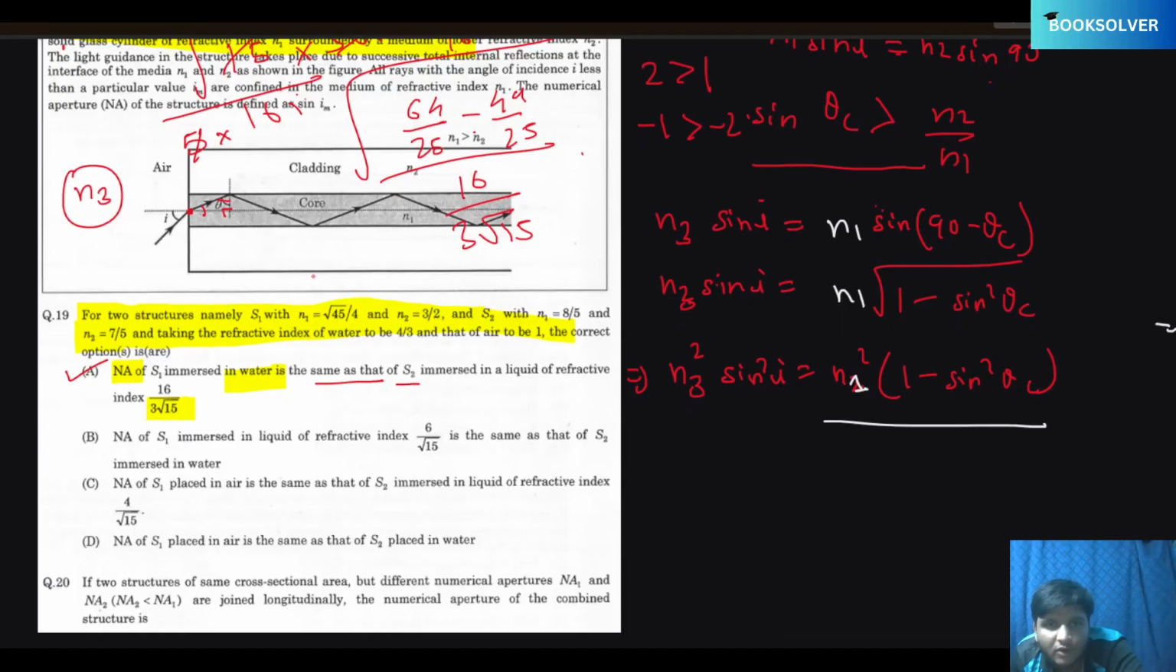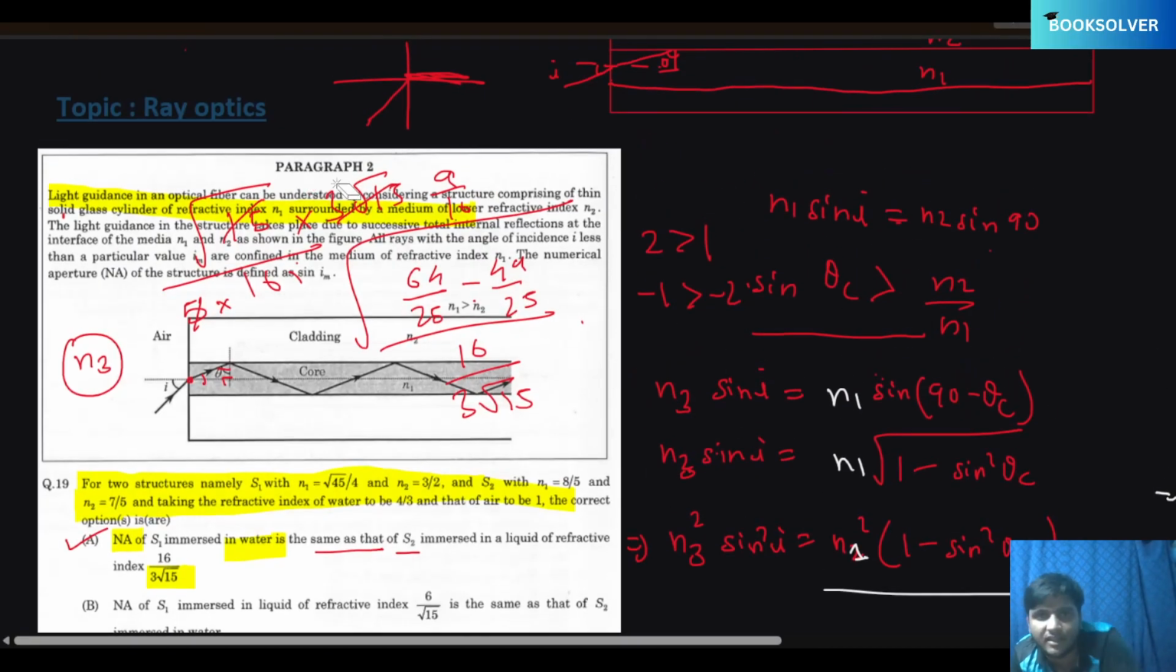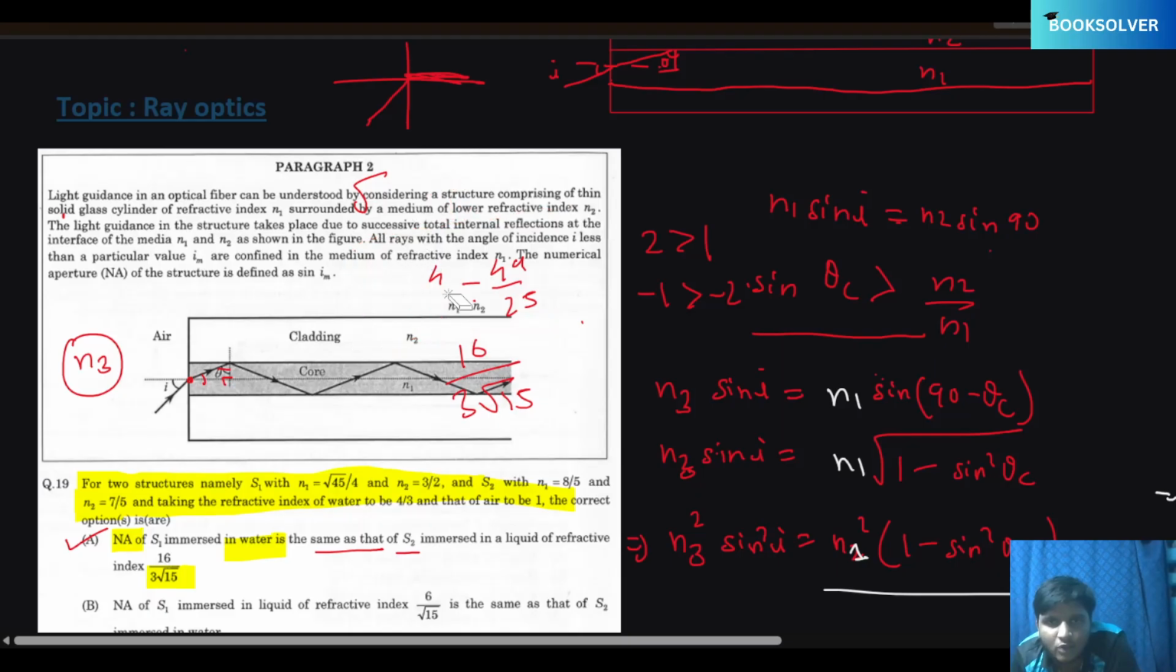Now we have to check for option B. It's getting too lengthy here, but I'll quickly solve it, don't worry.